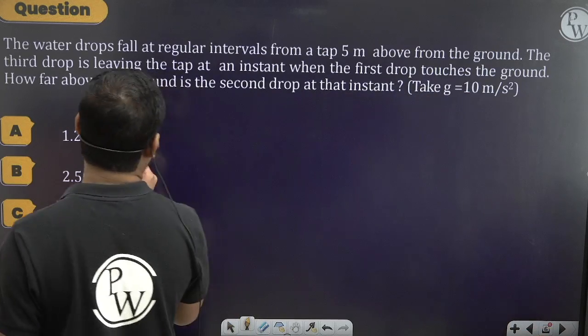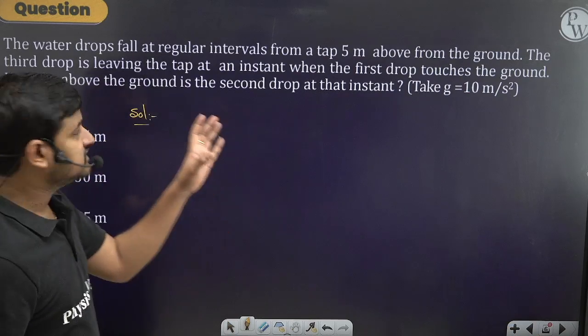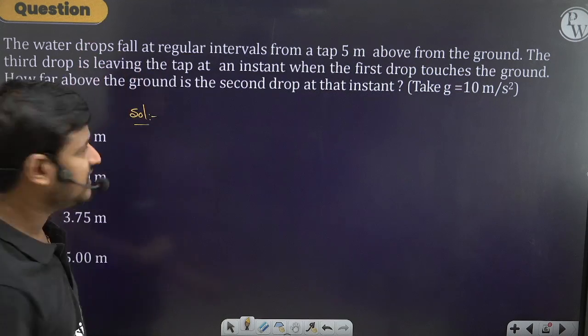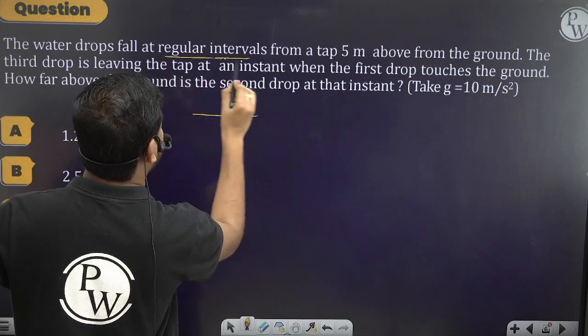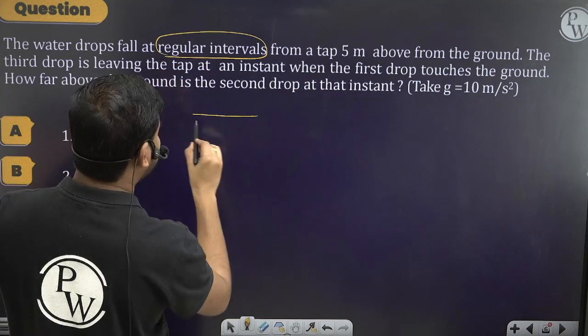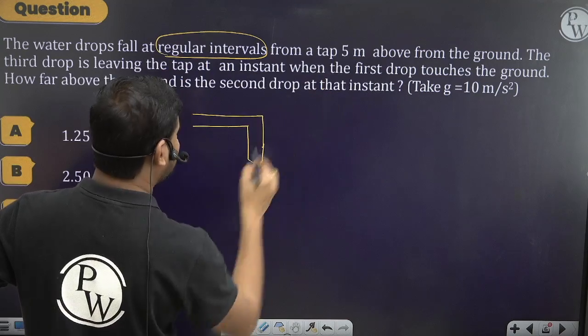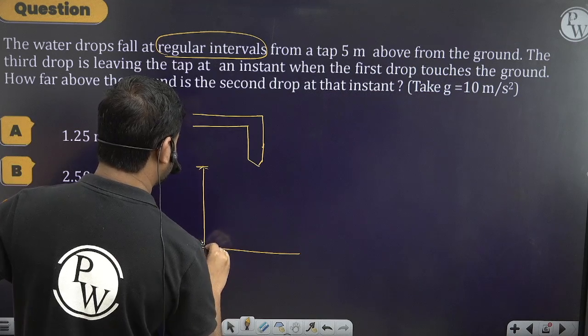Next. So this question also you can do it easily by this Galileo's law of odd numbers. See here. This question we solved in the last class. So the water tap question, right? The water drops fall at regular intervals. See here, this is important. At regular intervals from a tap. So let's consider this is a tap. This tap is 5 meters above the ground.